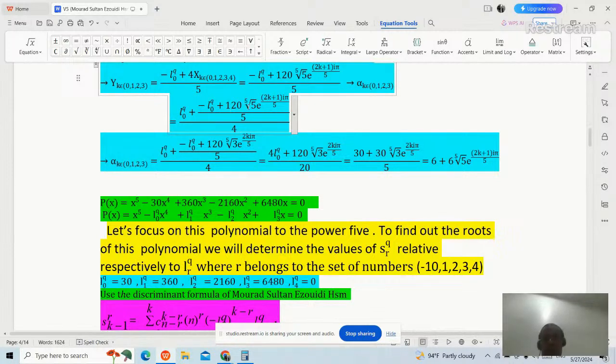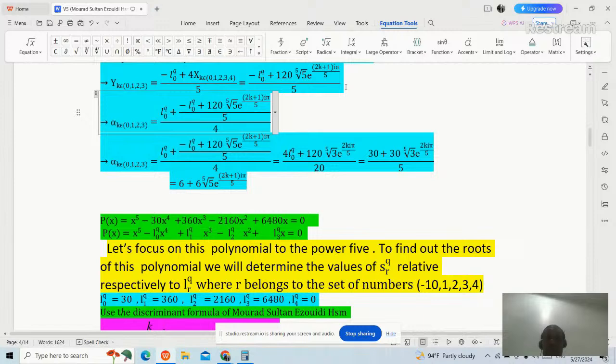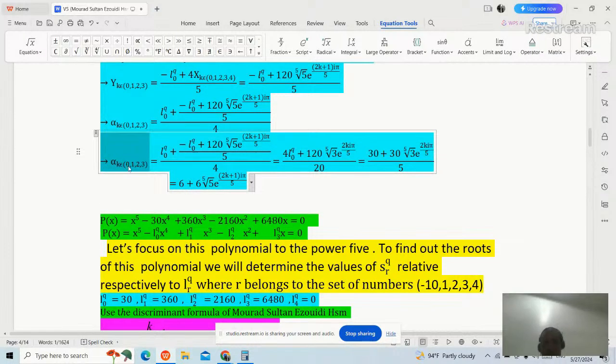Okay, what else? Therefore, alpha k equal, I will put this one. Now I'll just put this. Therefore, now learners, the solution of my original polynomial to the power 4 is that alpha k equal alpha k.